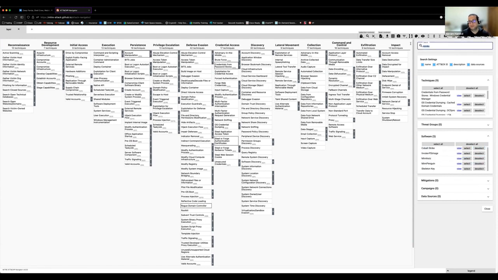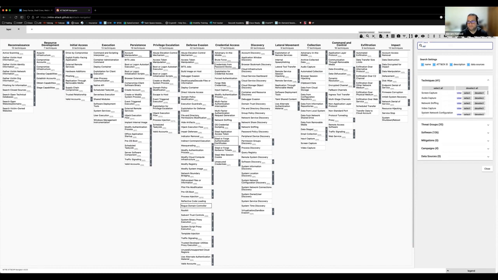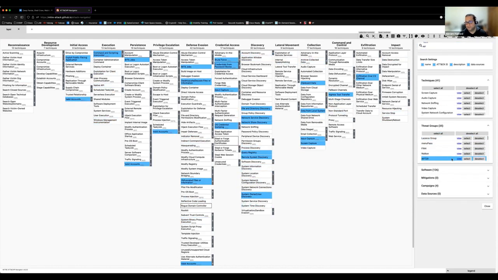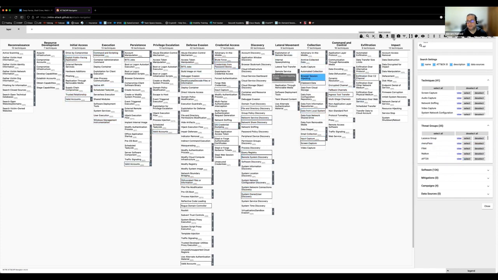Or maybe the other way. So let's do APT 28 as a threat group. Or for example, let's do APT 39. It would tell you that APT 39 usually uses those techniques, and then you can select those techniques. And then from those selections, you can basically export this as an Excel file, so that you know that these are the tactics and techniques.